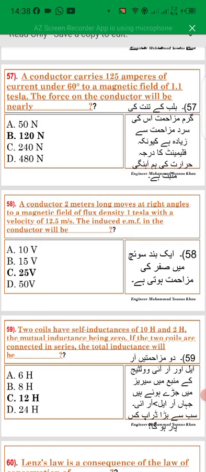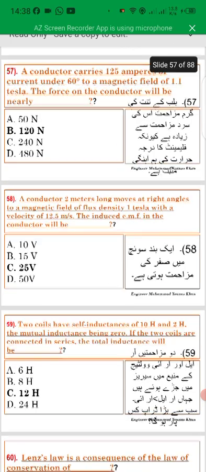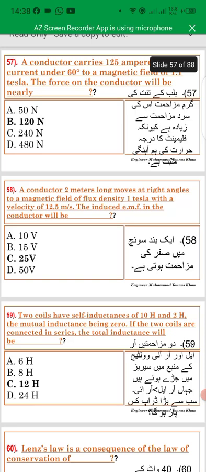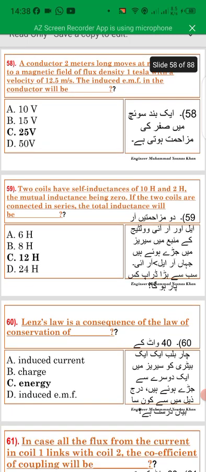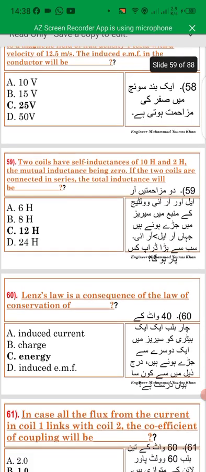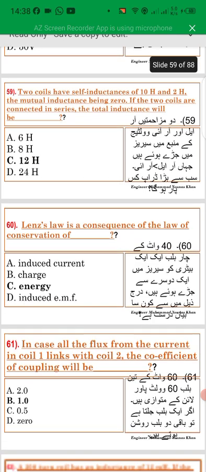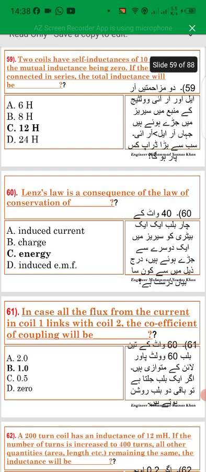A conductor 2 meter long moves at right angle to a magnetic field of flux density 1 Tesla with a velocity of 2 meter per second. The induced EMF in the conductor will be 4 volt. Two coils have self-inductance of 10 Henry and 2 Henry, the mutual inductance being 0. If the two coils are connected in series, the total inductance will be 12 Henry. Lenz's law is a consequence of the law of conservation of energy.